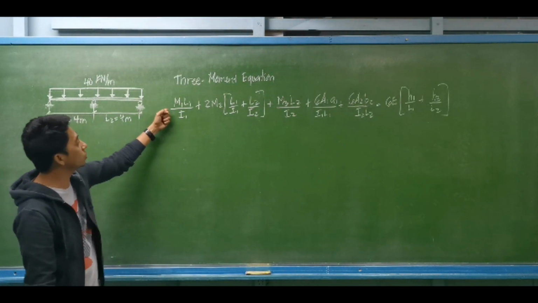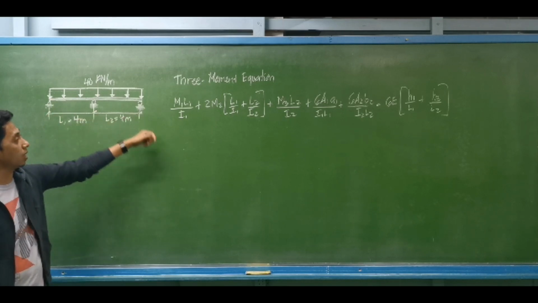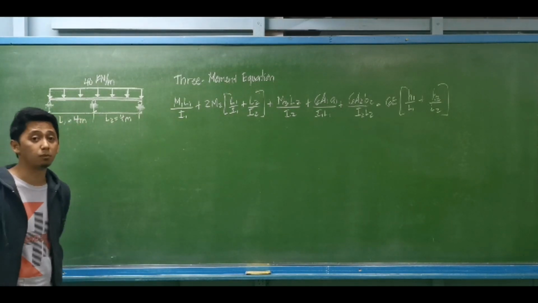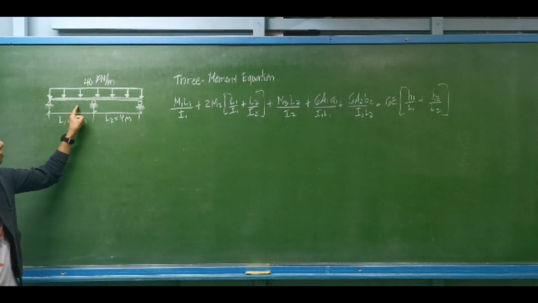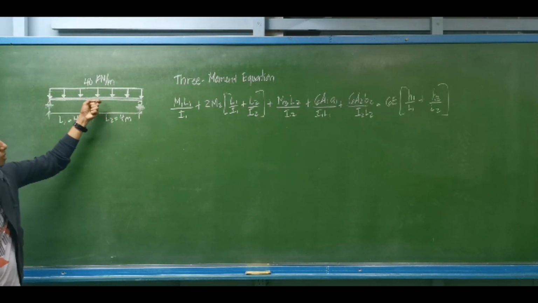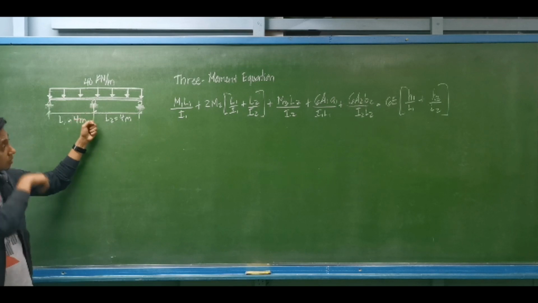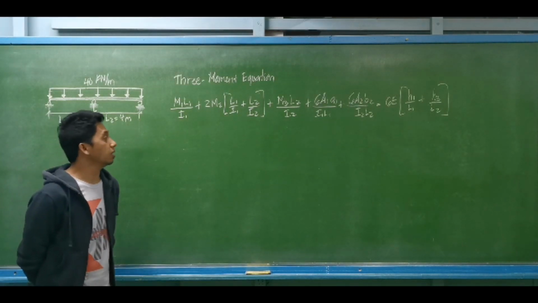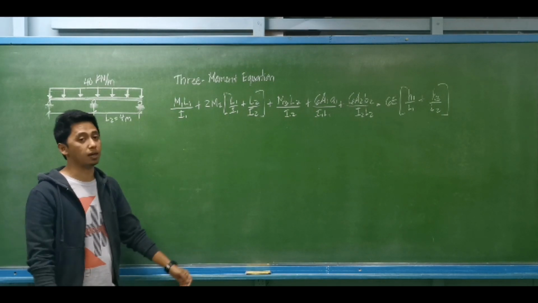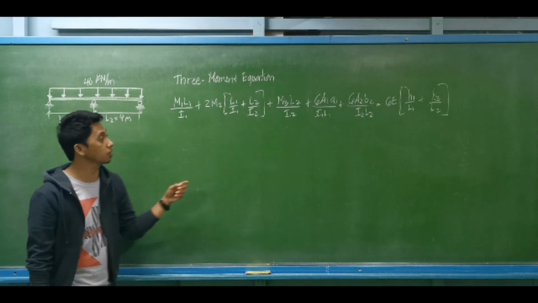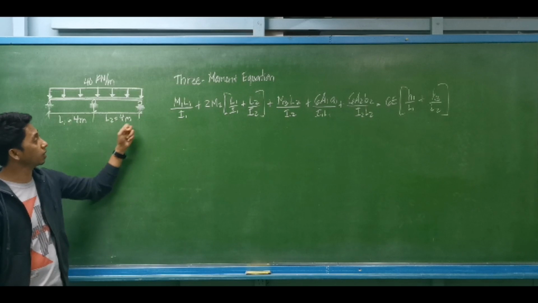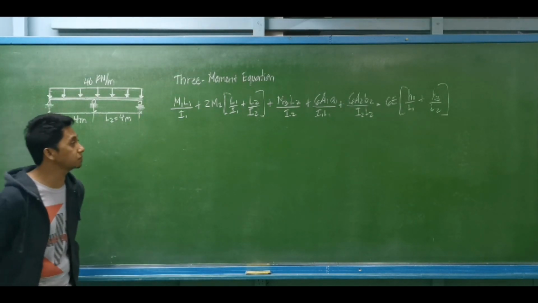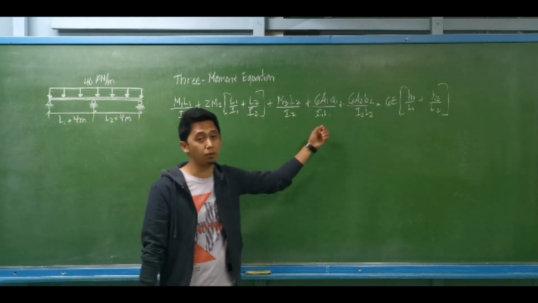So we have M1, that is the moment on the first support, L1, the length of the first span, over I1, that is the moment of inertia of the beam of the first span, plus twice the moment of the second support, or that is the middle support for this beam. I multiply by the quantity L1 over I1 plus L2 over I2, the properties of the second span beam. M3, that is the moment on the third support, L2 over I sub 2. We have 6A1 a-bar1 over I1 L1.